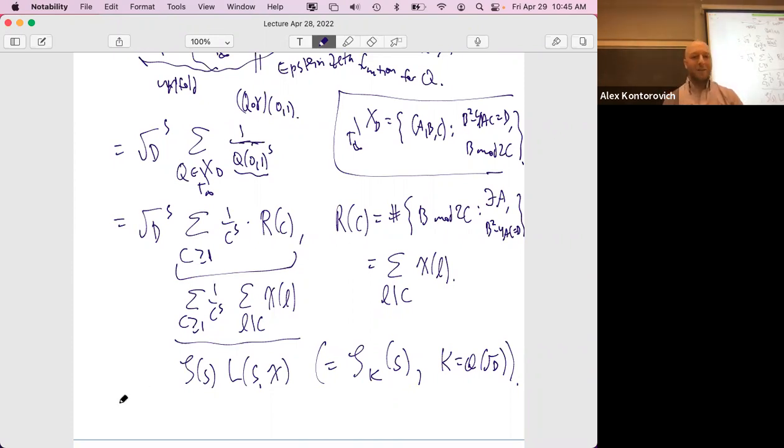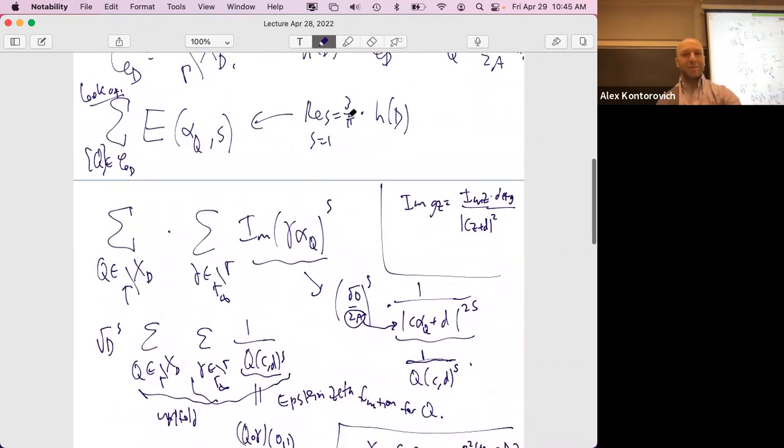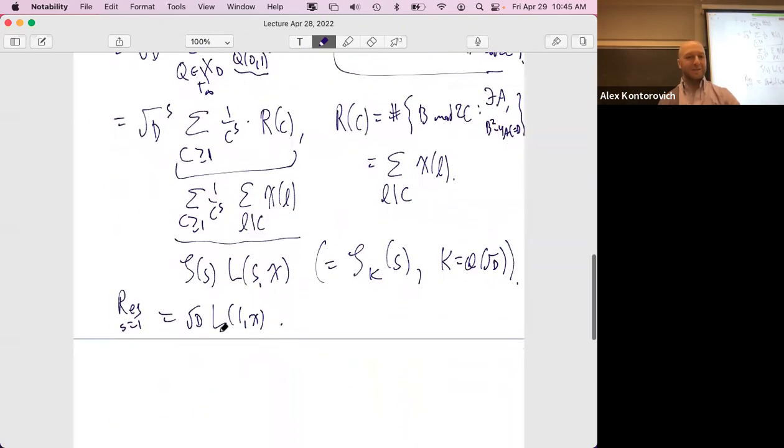The reason we're done is now we take the residue at s equals 1 of this thing. The zeta gives us 1. This gives us whatever L of 1 chi is. And this gives us root d, which we compare to the other side, where we get class number times a constant. So the L function at 1 is class number over root d with some constant, which is pi.